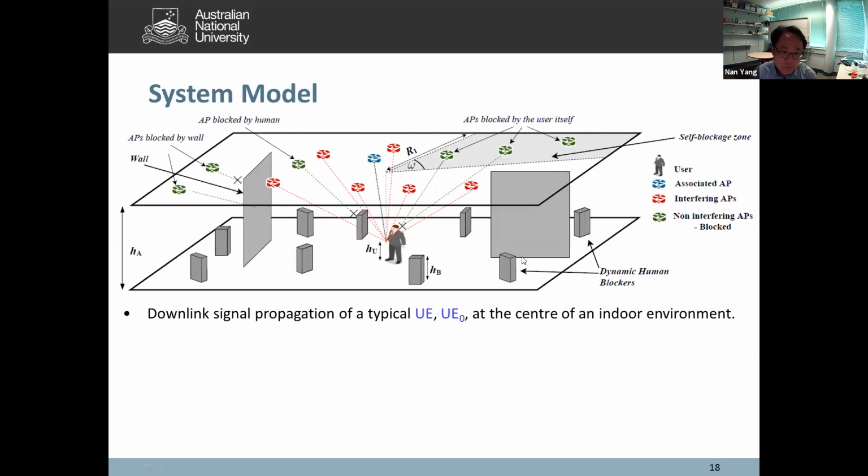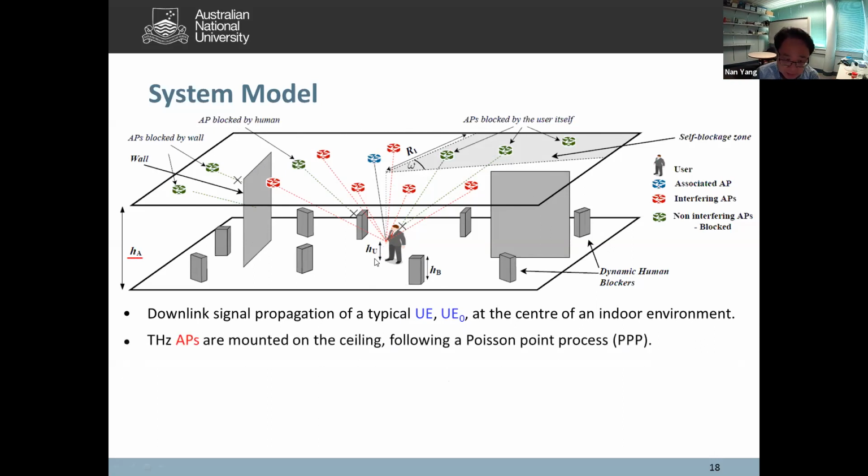In this system, we consider the downlink transmission from the AP to a typical user. We assume the typical user is the UE0, and this user is at the center of this indoor environment. It has a height of HU. And at the same time, we assume all the terahertz access points, APs, are mounted on the ceiling with the height of HA, and they follow a Poisson point distribution.